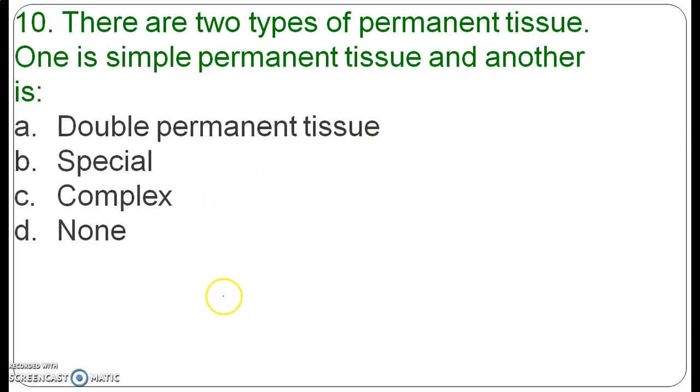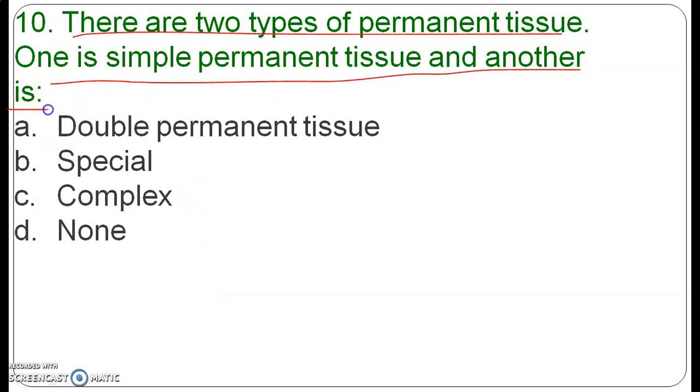Moving further, we have the last question for today. There are two types of permanent tissue. One is simple permanent and the other one is, and our options are A, double permanent tissue, B, special permanent tissue, C, complex permanent tissue, and D, none. I think this is also a very easy question for you. So take your time, mark the right answer.